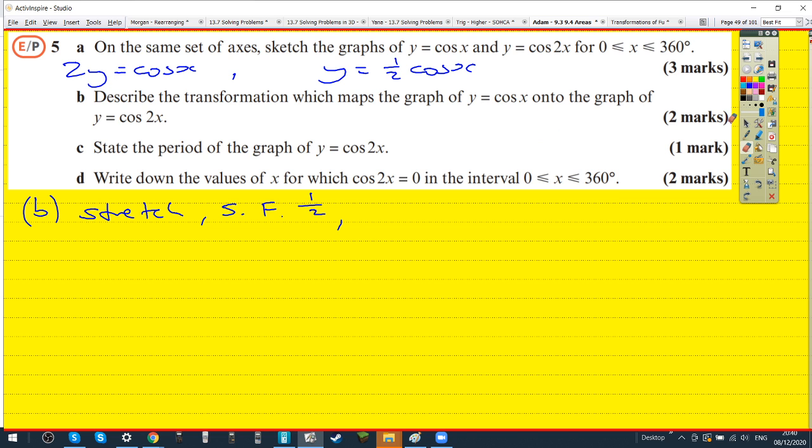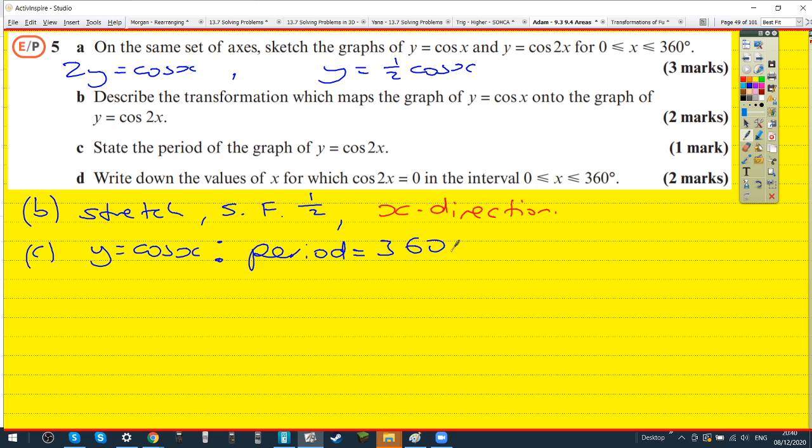Okay. Which direction is this one in? Is it in the x-axis direction? Yep. Any idea about C? What that's about? Isn't that to do with like when it goes down and then up? That's one period. Yeah. So when it fully repeats. Do you know what that is for cos? Is it 360? Okay. And so y equals cos 2x. What's going to be the period for that one? 720. Scale factor a half. 180. Yep.